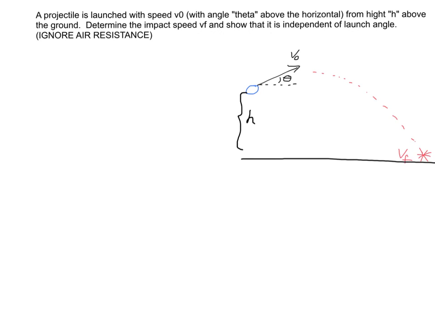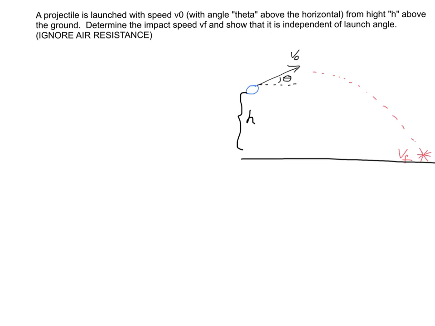Here's an example that illustrates the power of energy conservation. Consider a projectile launched with a speed v sub 0 with an initial angle theta above the horizontal, launched from height h above the ground. We're going to use energy conservation to determine the final speed, or the speed of this projectile at impact.